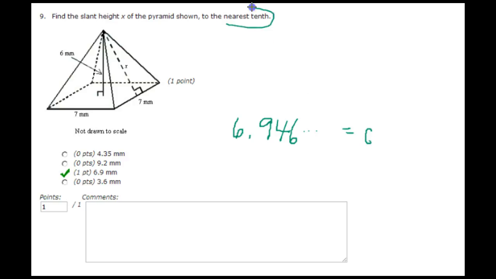We're supposed to round to the nearest tenth, which means this is the tenths column. If this is a 4, that means we have to round down. So our answer is going to be 6.9 millimeters, which is this one right here. I hope that gives a good explanation of this type of problem.